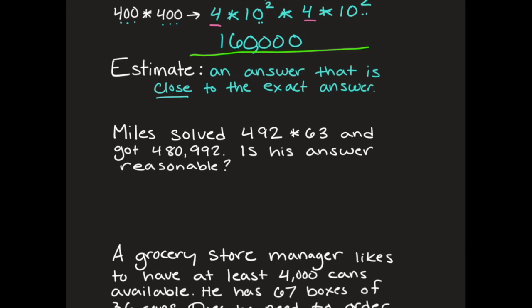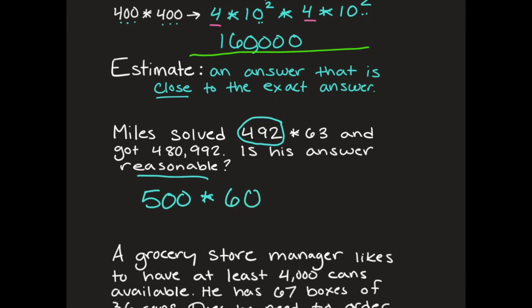So Miles solved 492 times 63, and he got 480,992. Is his answer reasonable? We're going to estimate our problem to see if his answer was close to the correct answer. 492 is really close to 500, so I'm going to write down 500. And 63, I'm going to round down to 60. That's going to be my estimate.